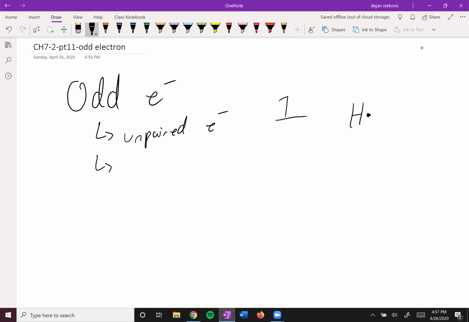And so whenever you have an unpaired electron, this is also called a radical or a free radical, but most of the time just radical. I did a lot of my PhD work studying radicals, so I'm pretty familiar with this concept.